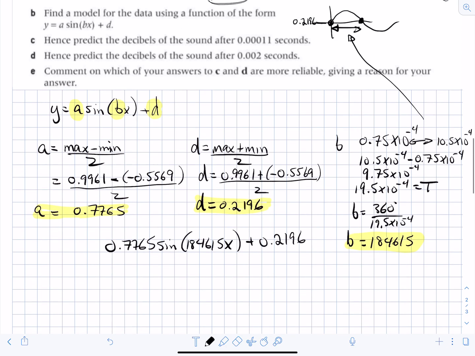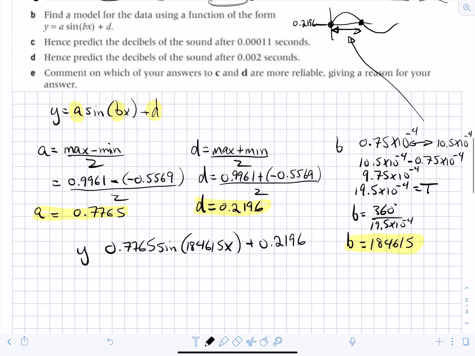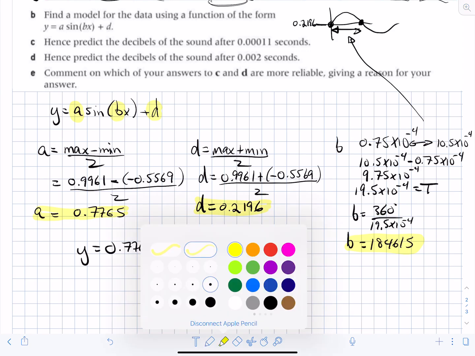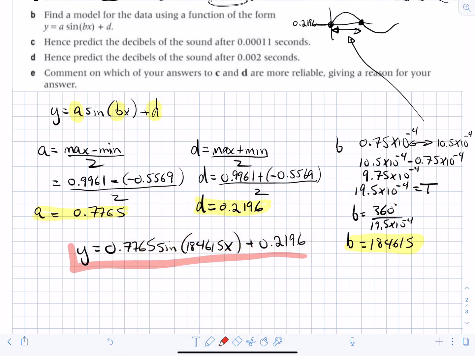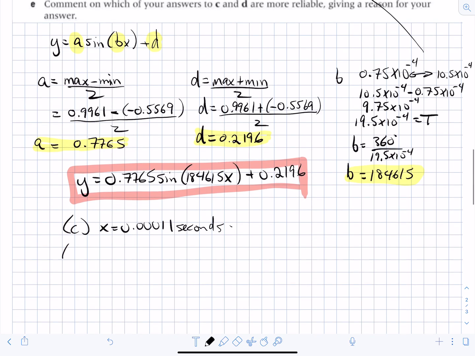And that is, what did they use, just y? Fine. So that's what they have here for the equation. And then they say, hence, predict the decibels of the sound after 0.00011 seconds. So for part C, I would replace x with 0.00011 seconds. Right? And I'll let you do that. I'm already kind of finished with this question.